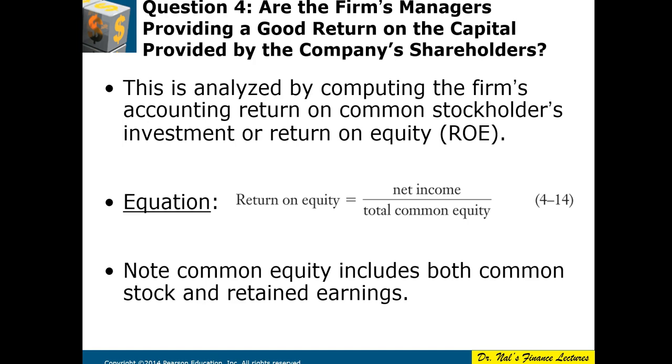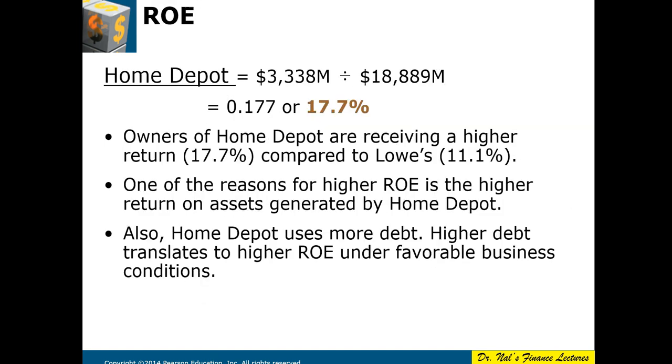Now, do not confuse return on assets with return on equity. Return on equity also takes into consideration the financing involved. We know already that Home Depot is highly leveraged compared to Lowe's, and as a result, we won't be surprised if return on equity is higher for Home Depot than for Lowe's. And when we do the calculation, indeed, Home Depot's return on equity is 17.7%, higher than that of Lowe's, which is only 11.1%.